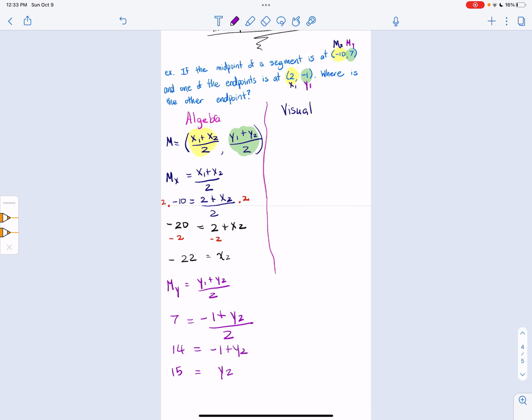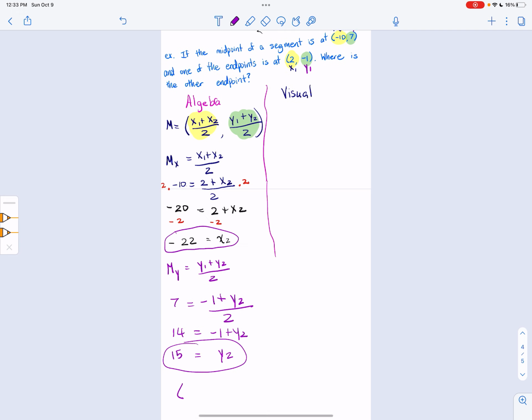So now we have both of our answers. We have our x2, we have our y2. So we see that the coordinates of the other endpoint are negative 22, x first, comma, 15, y next. And that's our answer, and that's how we do it algebraically. At this point, you can stop the video and move on if you like the algebra and you don't want to see the visual. However, if you're not a fan of algebra and you want to see an alternate way, keep watching.